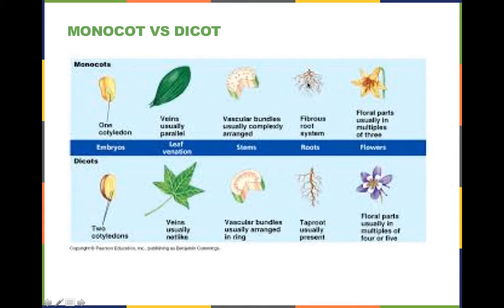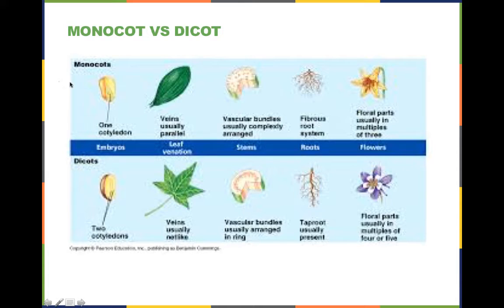Monocots have a fibrous root system, which we'll talk about in just a minute. Dicots have a taproot system with a single large root that burrows deep into the ground and then branches off of that single taproot. The flowers have petals that generally come in multiples of either 4 or 5. This one has 5 petals. The monocots have multiples of 3. This is actually 6. 1, 2, 3, 4, 5, 6, which is a multiple of 3.